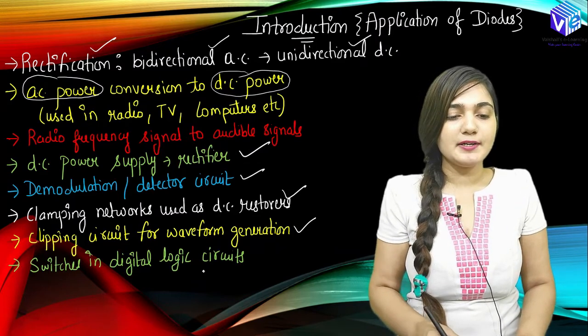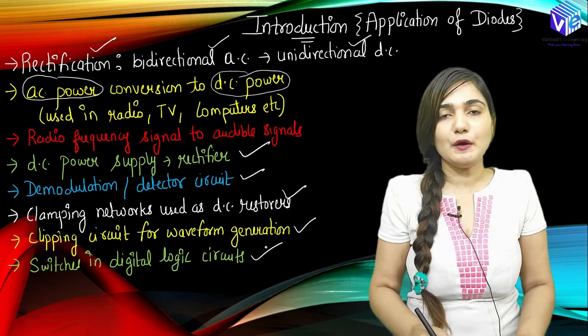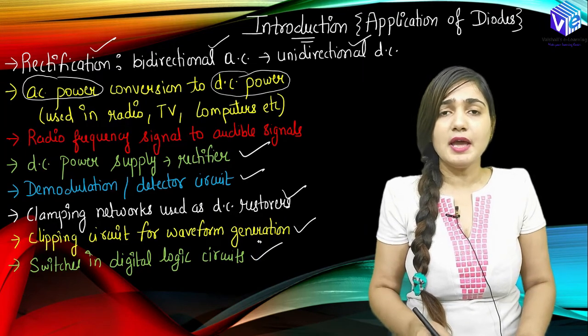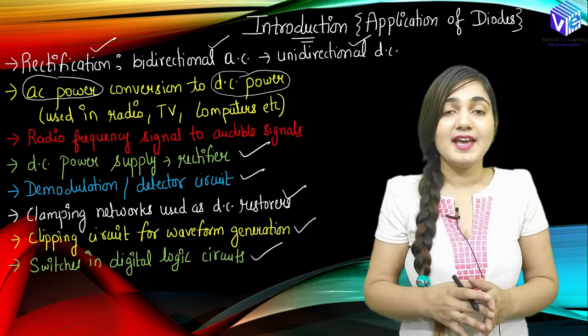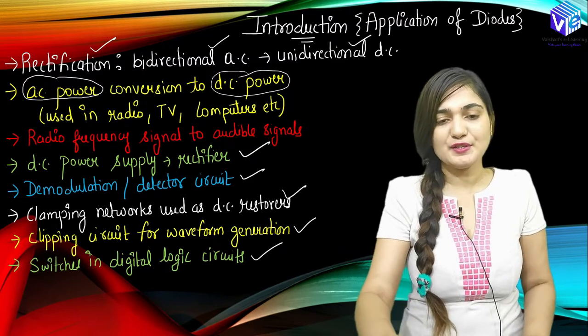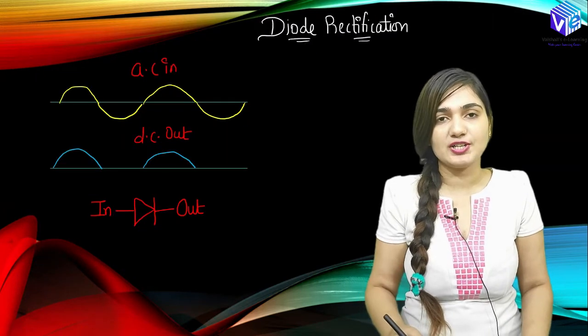So now after that, it is used in the switches in the digital logic circuit. We can make the switches, we can make the various gates also with the help of the semiconductor diodes in the digital logic circuits. So I hope you understood the wide applications.